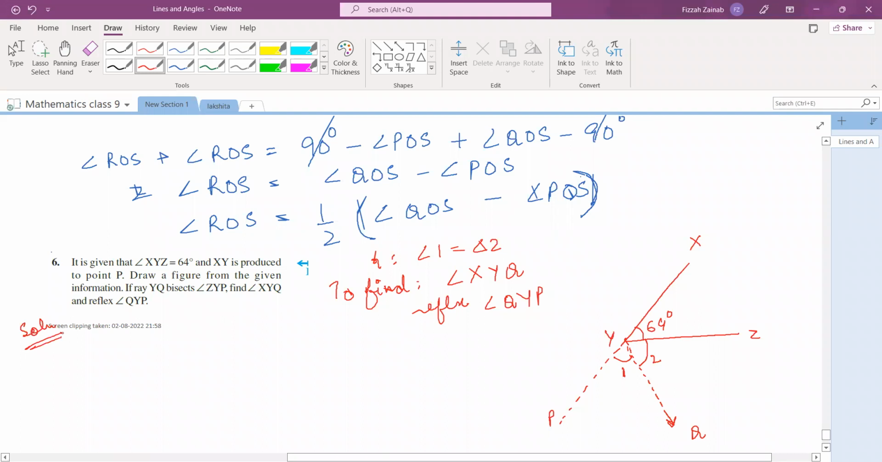As I can see, XP is a line, right? And all the angles are falling on a line. So the sum has to be 180 degrees. Right? So angle 1 plus angle 2 plus this 64 degree is equal to 180. Fine, Imad? Why? Because it's a linear pair.